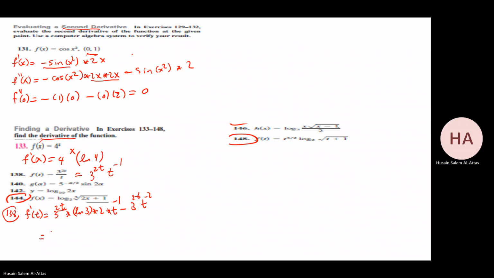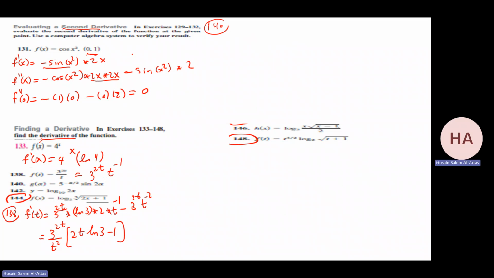Take 3 to the power 2t over t square as a common factor. What is the remaining? You have 2t ln 3 minus 1. 140. Hopefully this space is enough. Let me check. 140.